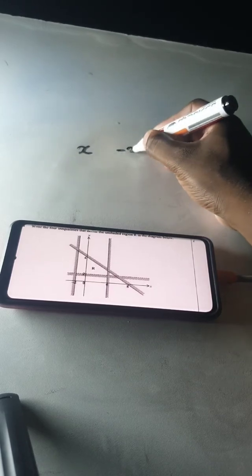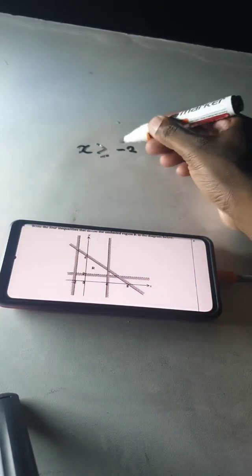Now listen. This line is passing at negative 2 in the x-axis, right? This is the x-axis, y-axis. It's cutting at negative 2 in the x-axis. So our x, then negative 2. They have shaded the less part. So our unshaded is in the greater part. So our x is actually greater or equal to negative 2.